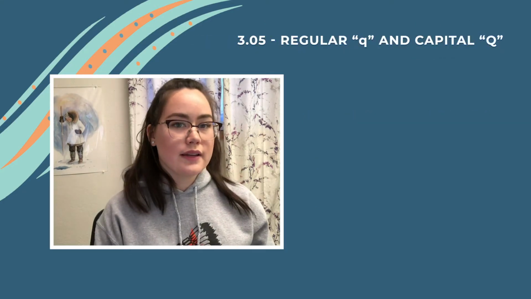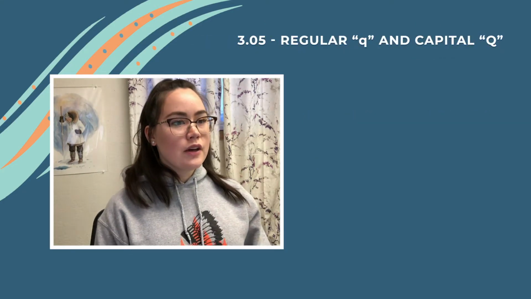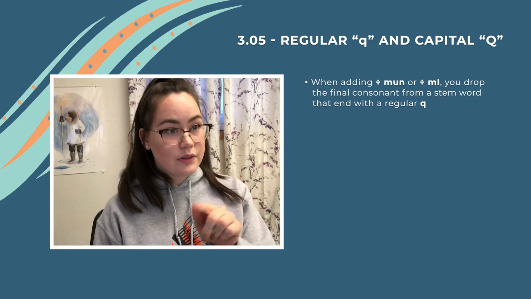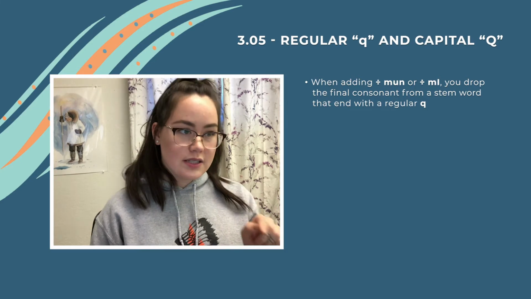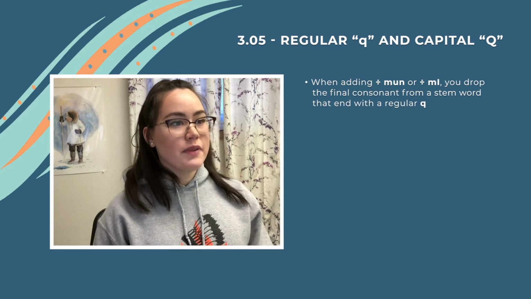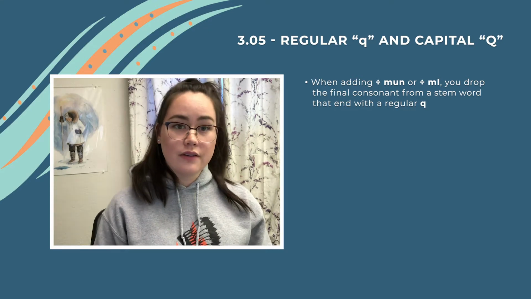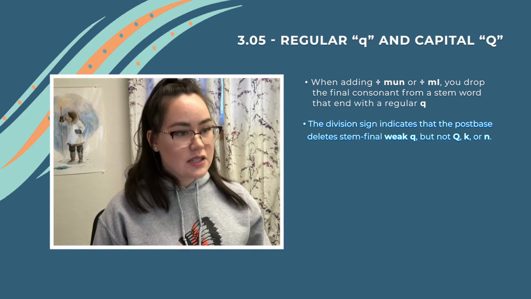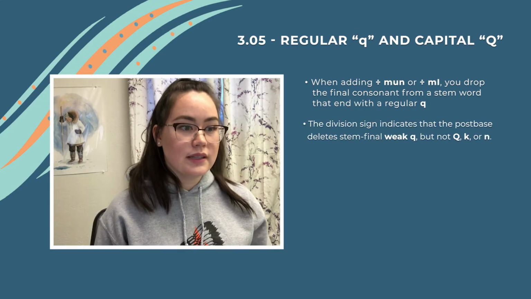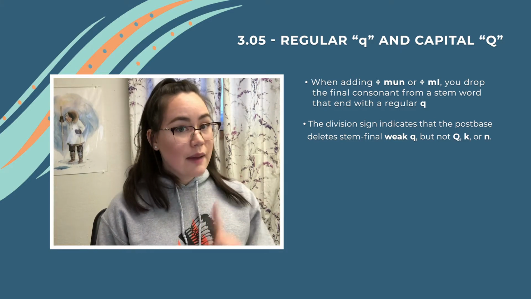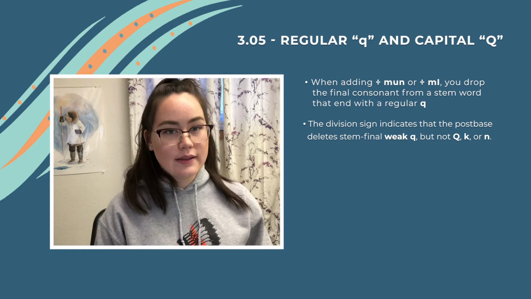Regular Q and capital Q. When adding the division sign plus mun, together, or the division sign mi, you drop the final consonant from a stem word that ends with a regular Q. The division sign indicates that the postbase deletes stem-final weak Q, but not capital Q, K, or N.